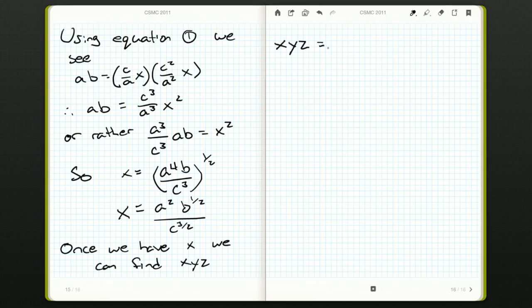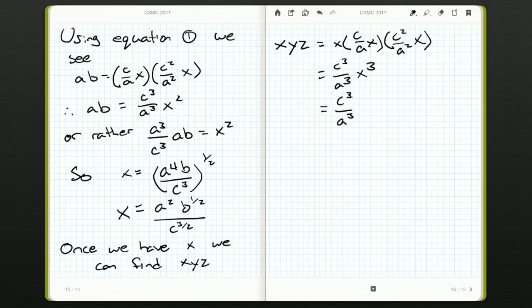X, Y, and Z, well, that's just X. Well, what's Y? It's C over A times X. And Z, well, that's C squared over A squared times X. So C cubed over A cubed, X cubed. Well, we have X in terms of A, B, and C, so let's plug that in. We leave our C cubed over A cubed out in front. And then A squared, B to the 1/2 over C to the 3/2 cubed.